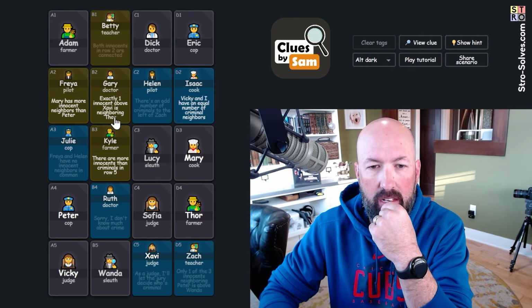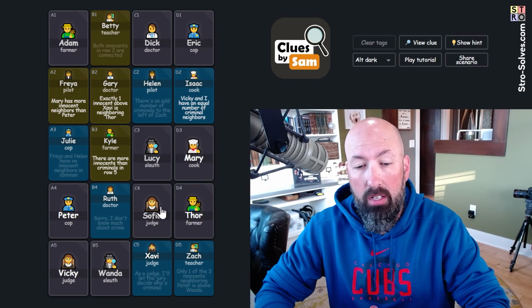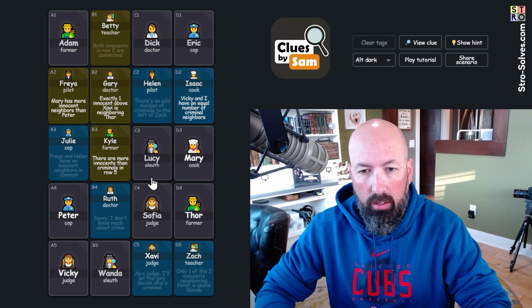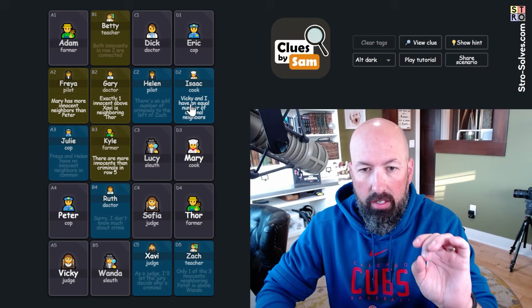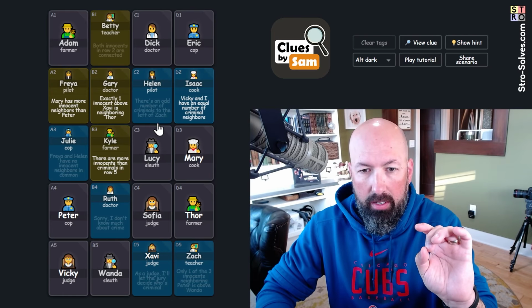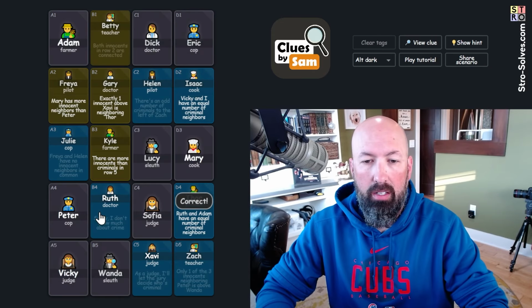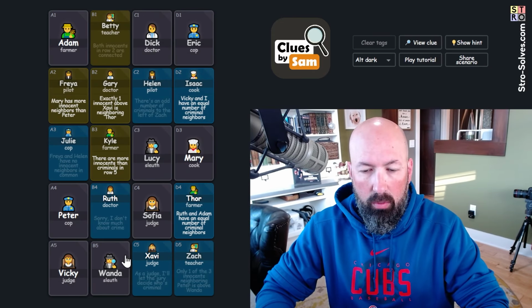Exactly 1 innocent above Zavi is neighboring Thor. Okay, so Lucy or Sophia, right? So Lucy and Sophia are one of each. And Mary needs to have at least 4 innocent neighbors. She has 2 up here. Lucy or Sophia will be the third one. Thor must be innocent then. Okay. Lucy and Sophia are one of each. Vicky and Wanda are one of each.